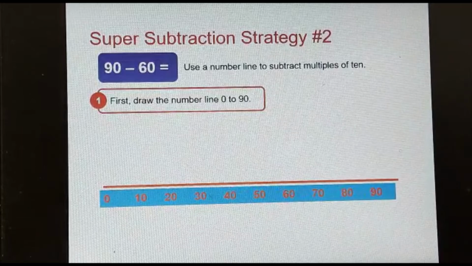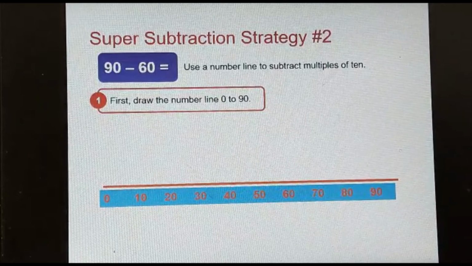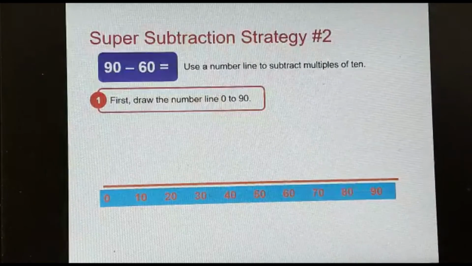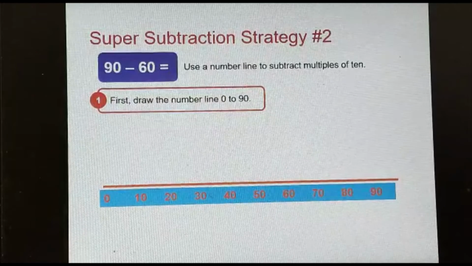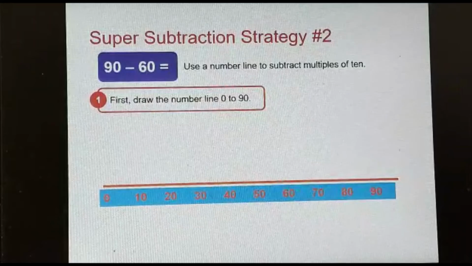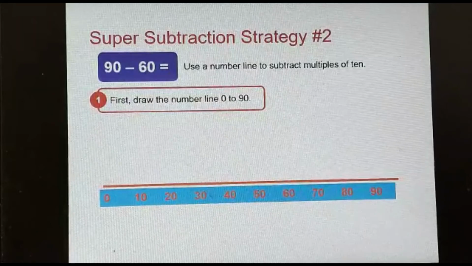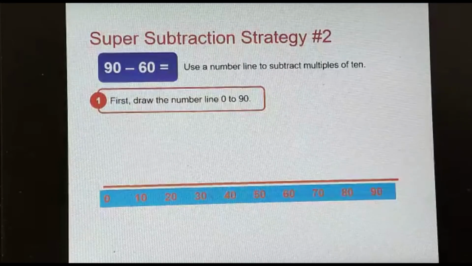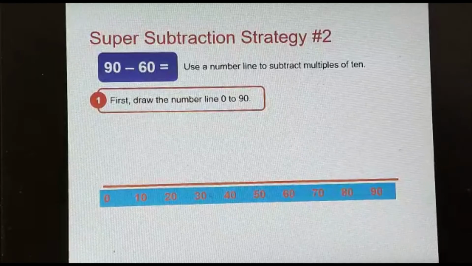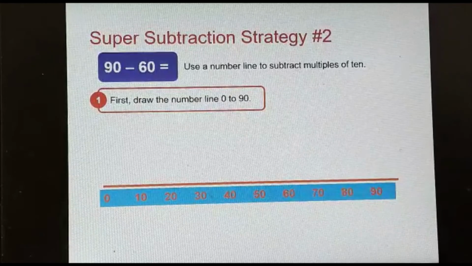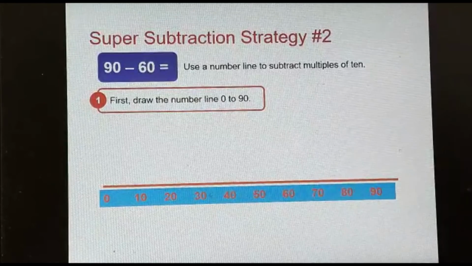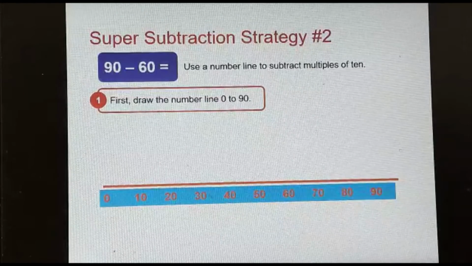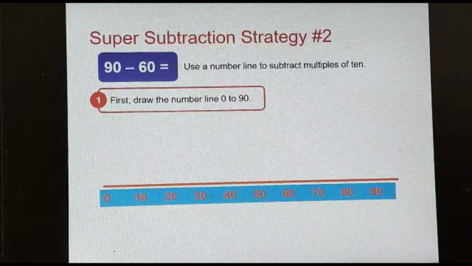Now comes super subtraction strategy number 2. In this strategy, we are going to use the number line to solve the multiples of 10. So the students will be asked to draw a number line from 0 to 90 because the sum says the bigger number given over there is 90. This will be the first step.